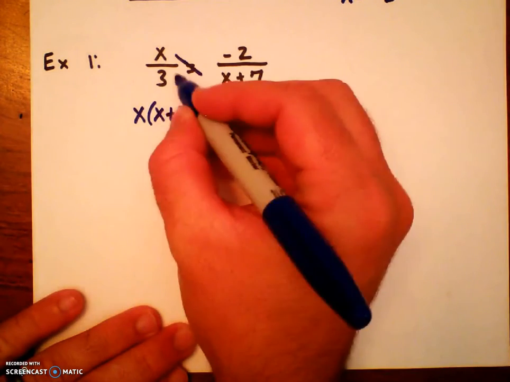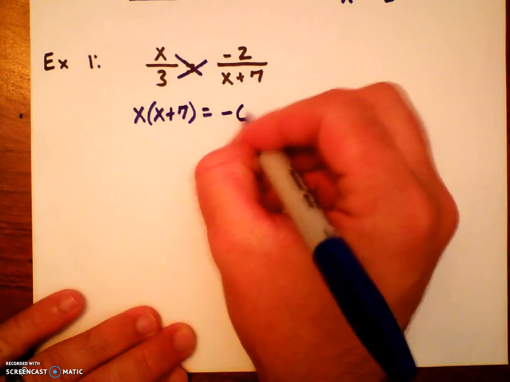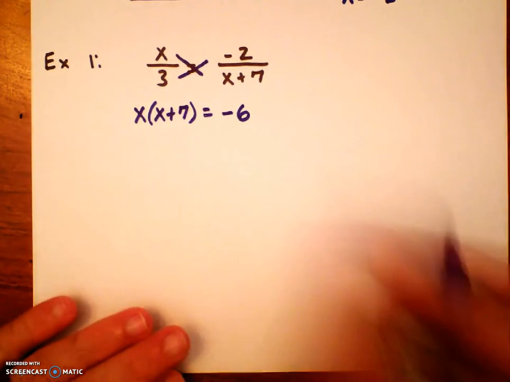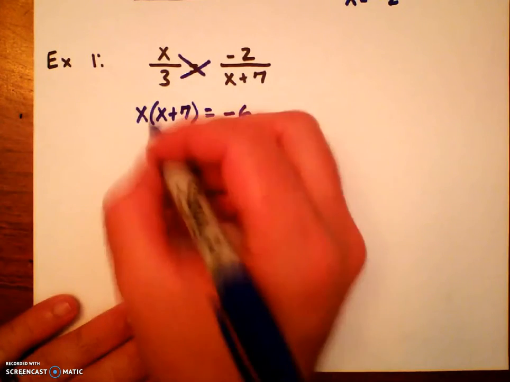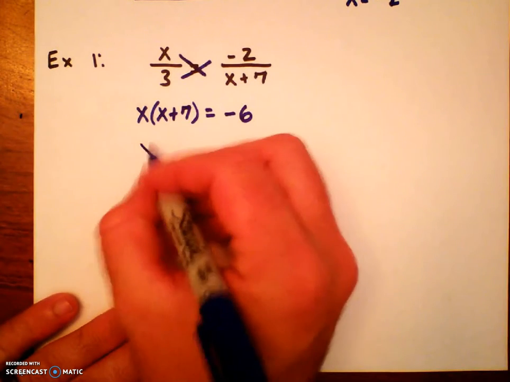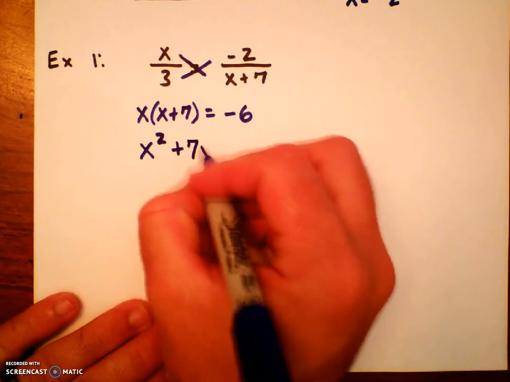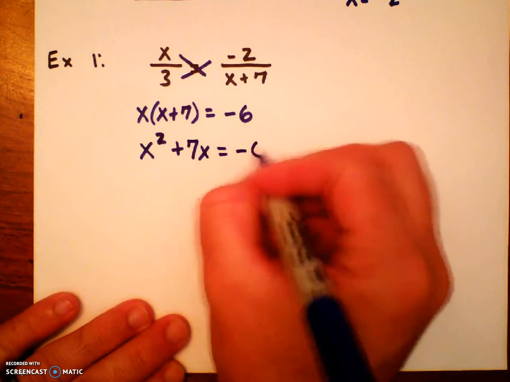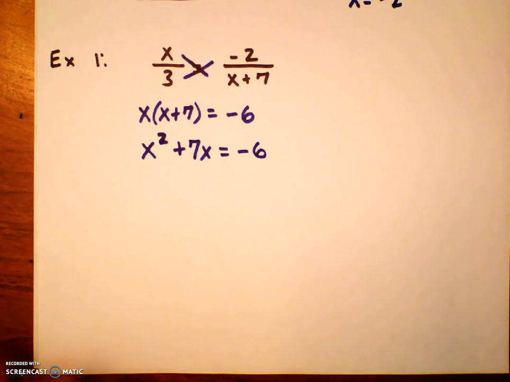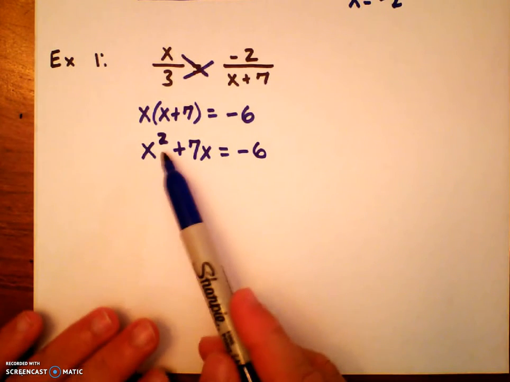And then 3 times negative 2, which is negative 6. Now this time when I distribute, if you notice, x and x get you an x squared. X and 7 get you 7x. And then the negative 6 drops. And this problem is a little bit different in the fact that this is not a linear equation. This does have a squared.